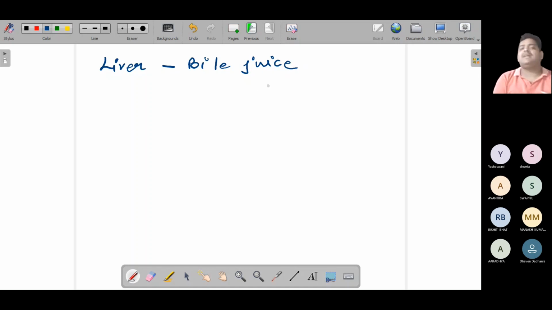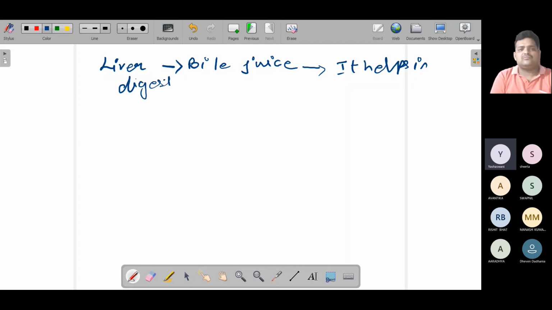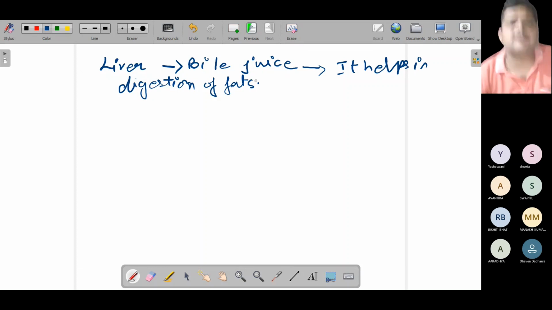So our liver secretes bile juice, and bile juice helps in the digestion of fats. Liver helps in the digestion of fats. Okay, its bile juice helps in the digestion of fats.